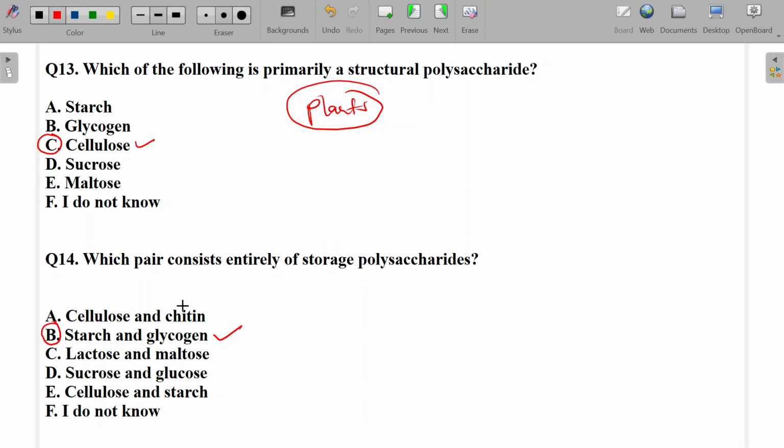So chitin is a structural. This is also structural. Then this one comprises a storage and a structural. So the best answer is B. For glycogen, it is animal storage, like it's the starch for animals. Then for the starch, normal starch, it is for plants. Okay, it's a storage for plants.